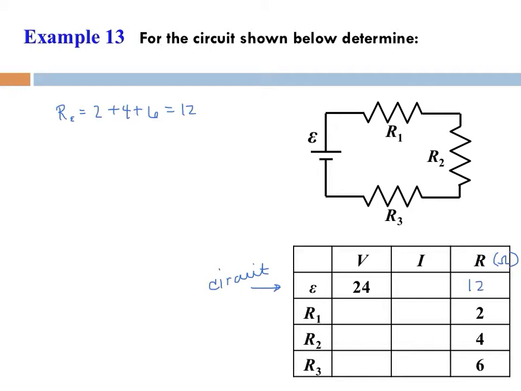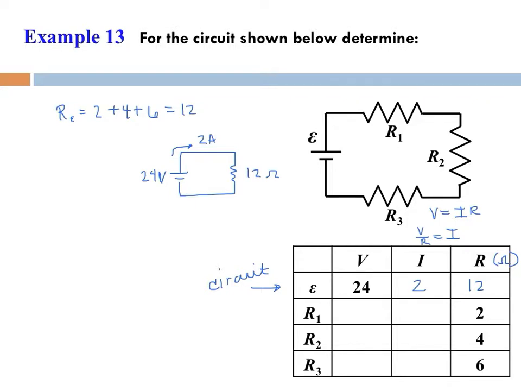So this is my equivalent resistance, 12 ohms. That means I can replace all of these 3 resistors with a resistor of 12 ohms, and everything would be exactly the same. Now to solve for current, remember that V equals IR. So if I wanted to solve for current, that's simply V over R gives me I, or 2. So that means that going through my wire is 2 amps.